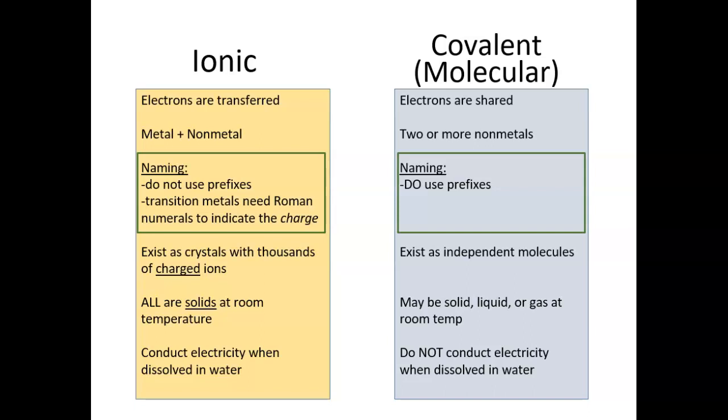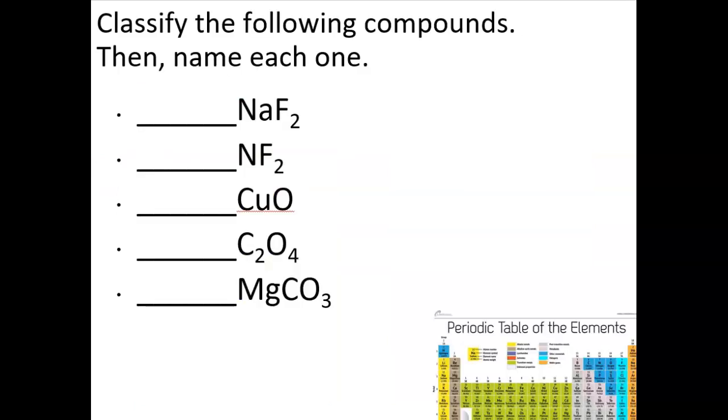So back to the naming part, we're going to practice the difference between naming ionic and covalent and how to know which naming process you're supposed to use. So we're going to classify each of the following as ionic or covalent, and then we're going to name them using the correct way to name these. First of all, to decide if it's ionic or covalent, look at the elements that make it up. If it consists of a metal plus a nonmetal, we know it's ionic.